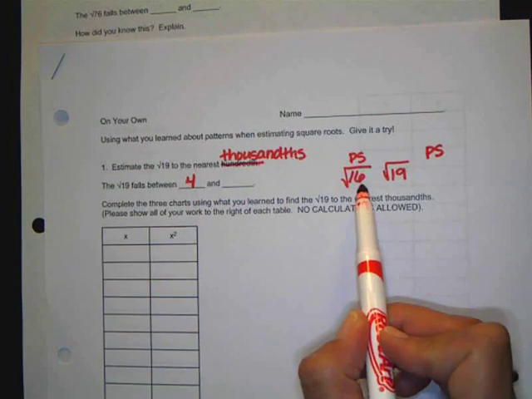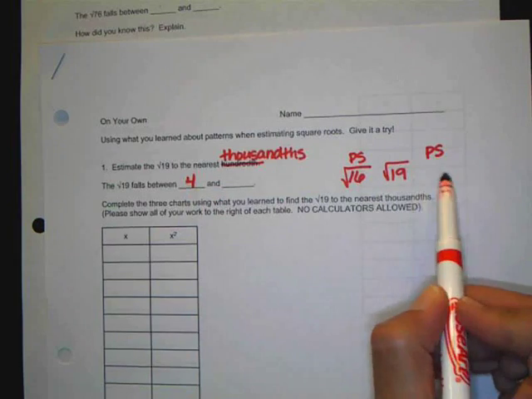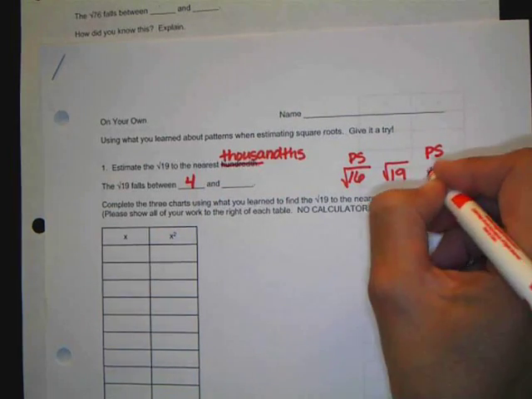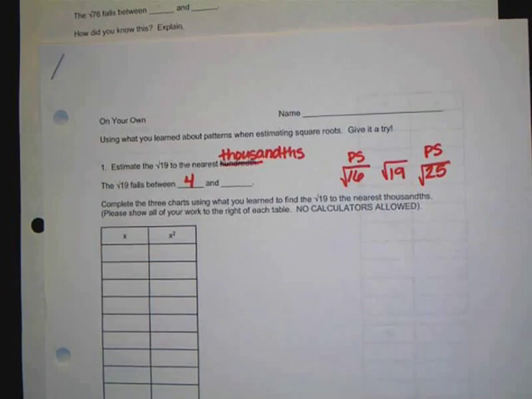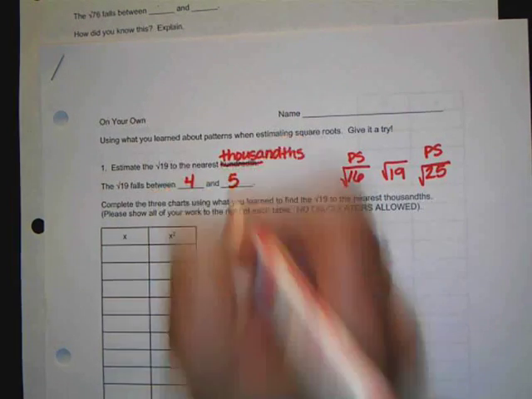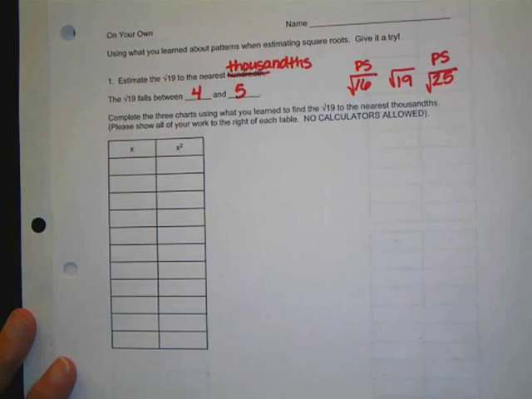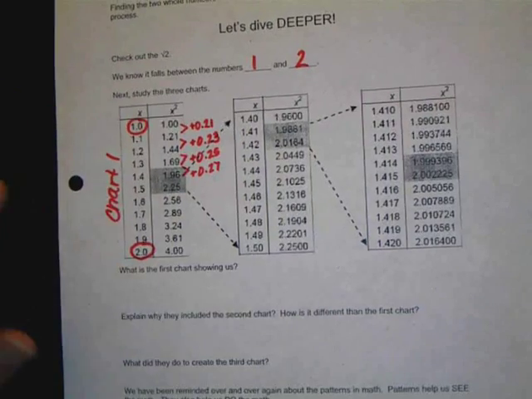The square root of 16 is 4. So the next perfect square bigger than 19 would be 25. When we take the square root of that, we know that the square root of 19 is going to fall between 4 and 5. Now, to fill out the first chart, just like they did on our notes from yesterday, they started from 1 to 2.